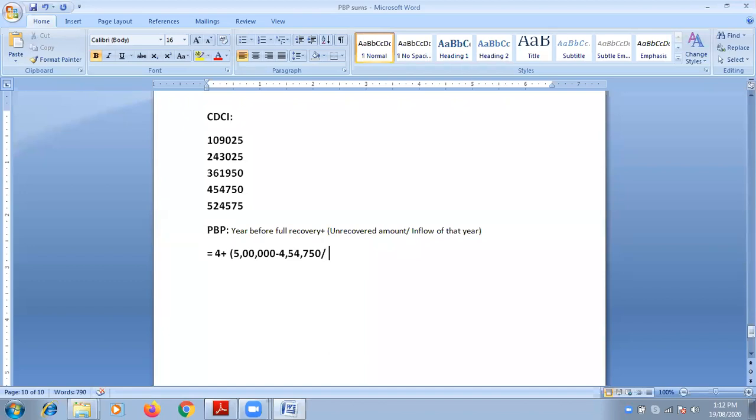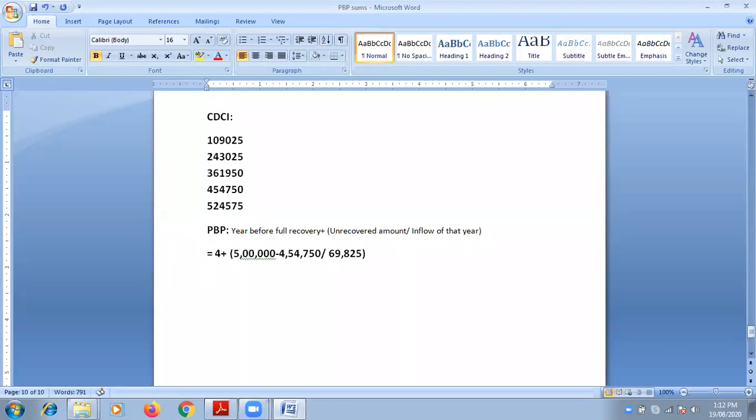What is DCI of fifth year? Inflow of that year means the year in which full amount is recovered. And which is that year? Fifth year. In the fifth year, we have recovered the whole amount. You don't have to write CDCI of the fifth year. You have to write DCI of the fifth year. Inflow here means DCI. What is DCI of fifth year? 69,825. Very good. That's correct.